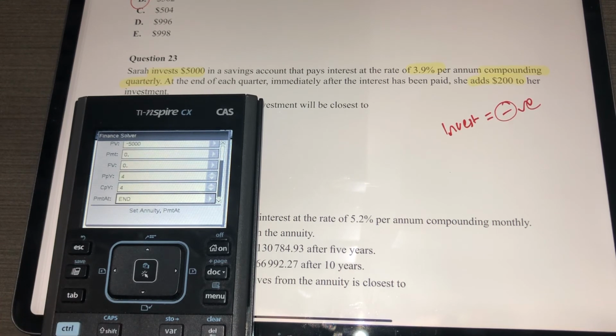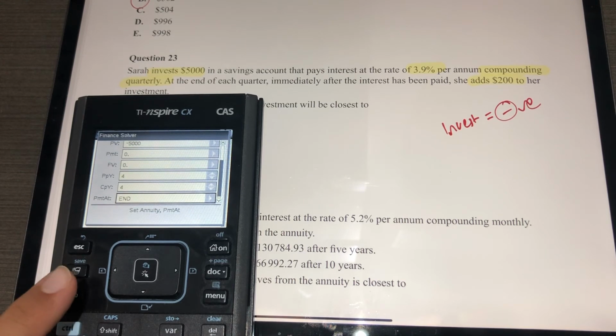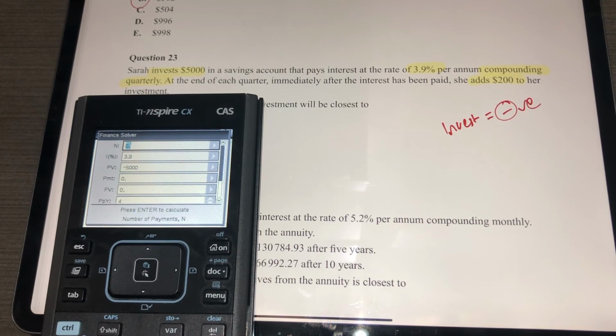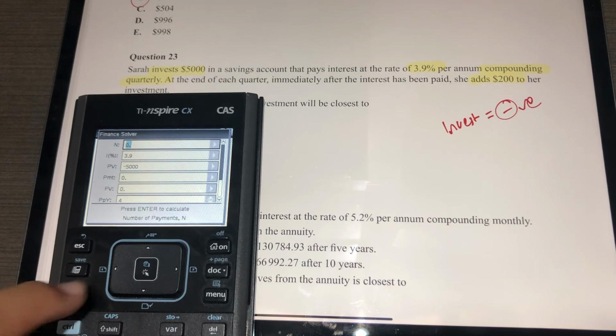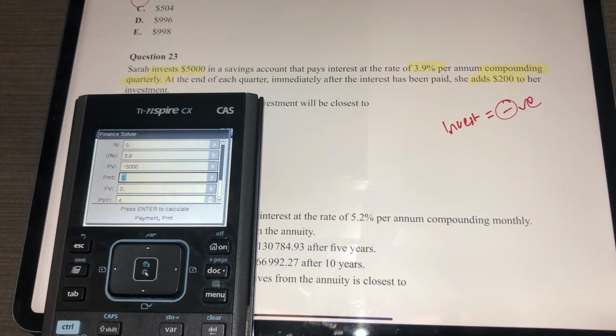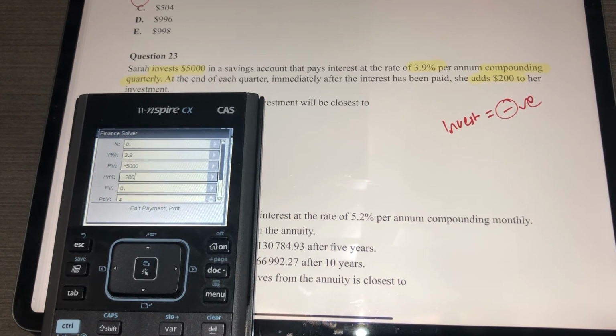And then PMT, you just never leave it on end, you ignore that completely. Then the number of times, so it's saying at the end of each quarter, immediately after the interest has been paid, she adds 200 to her investment. So remember, she's adding 200 to her investment. So she's giving the bank $200. So she's negative again, 200. PMT, which is payment, I put negative 200 because the 200 is leaving her, going to the bank.